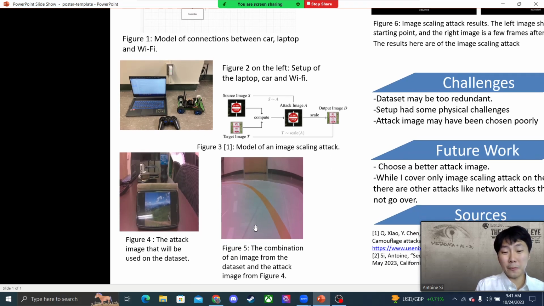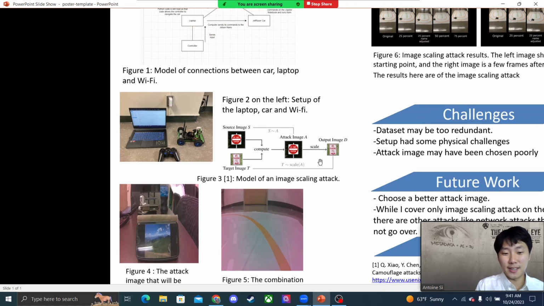Figure 4 and figure 5 show the attack image here in figure 4, and then a combination of the attack image and the image from a data set. As you can see, the image looks very inconspicuous, like you can't even see the attack image in the data set.